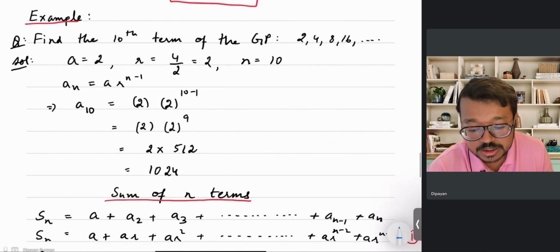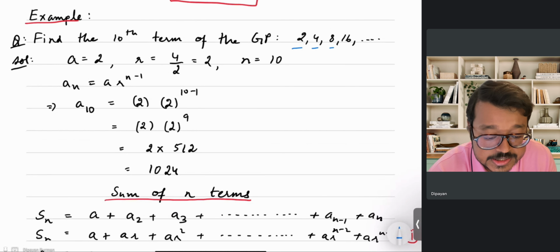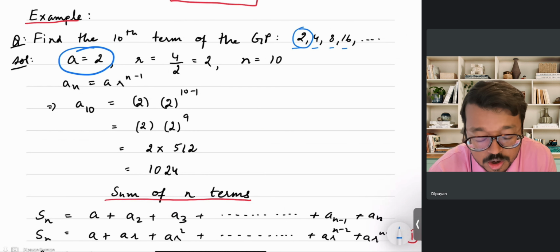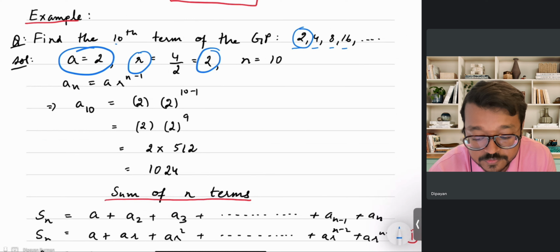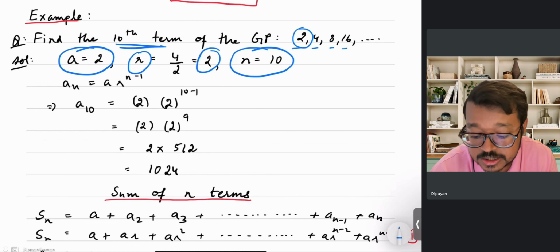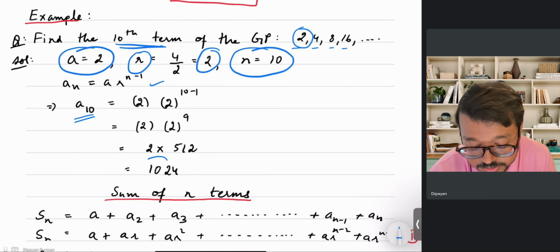So for example, if I wanted to find the 10th term of the GP 2, 4, 8, 16 and so on, the first term is 2, the common ratio 4 divided by 2 is 2, and we have to find the 10th term, so n value is 10. So if I use the nth term formula, I will get the 10th term as 1024.